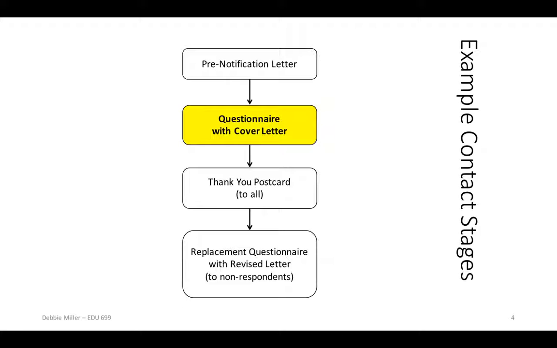Broadly speaking, we can contact participants on multiple occasions. It's a good idea to do so, such as sending a letter in advance to notify them a couple days before they receive the questionnaire, thanking them, and then sending a replacement questionnaire with a revised letter for people who have not responded. These stages may vary in their timing.